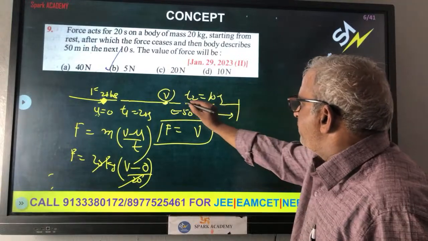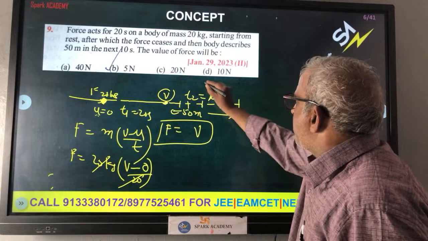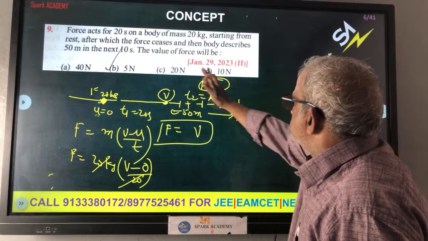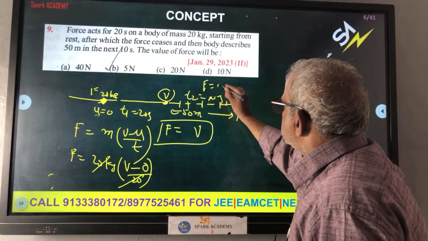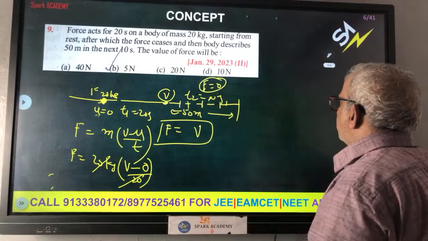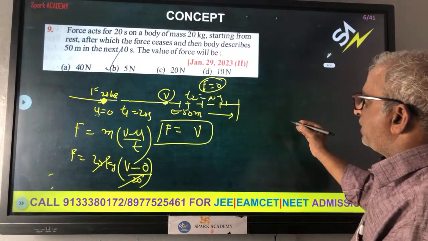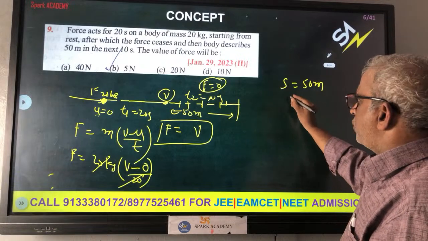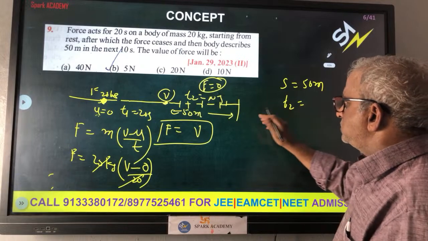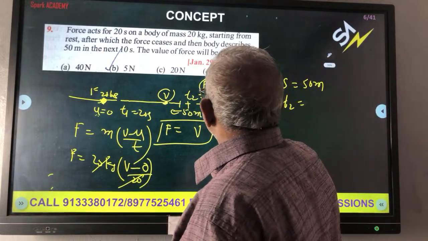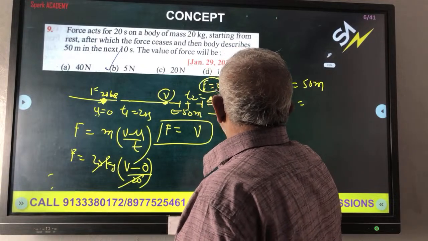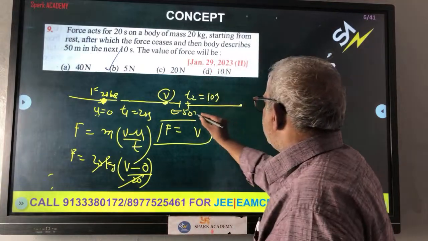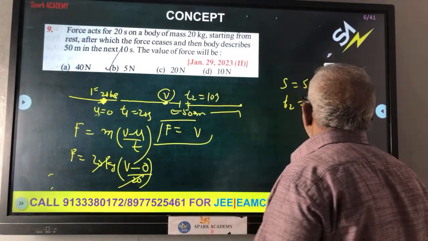Next part, same velocity. Everywhere velocity is the same because the force is 0 here. Toward the motion, force is 0. Force is 0 means it will move with uniform velocity. Distance traveled, how much? 50 meters. Then time is equal to how much? Time is equal to 10 seconds. 10 seconds time is given.